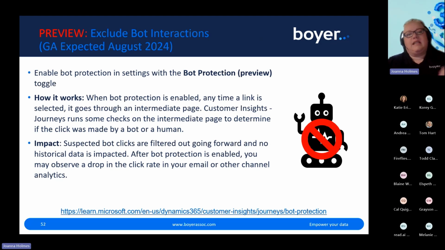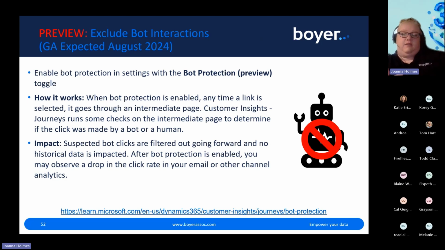How it works, once I turn that feature switch on for bot protection, anytime a link is selected in my email, it's going to go through this intermediate page. Customer Insights Journeys is basically running some checks on that intermediate page to make a determination if this is a human or if this is a bot. So what you can expect once you've turned that on, something you might see, suspected bot clicks are going to be filtered out going forward.